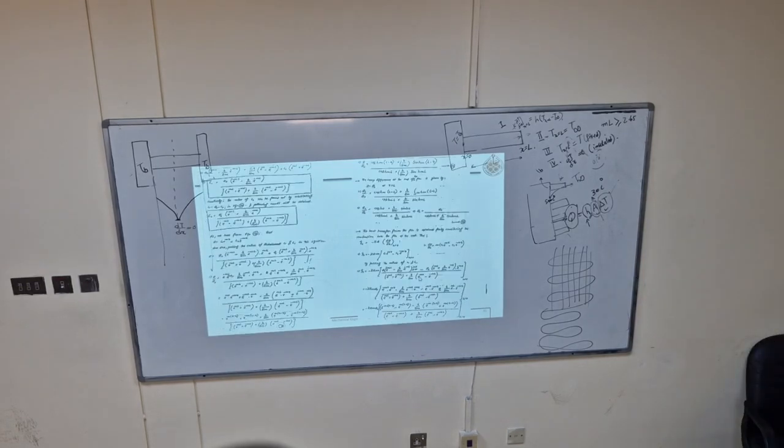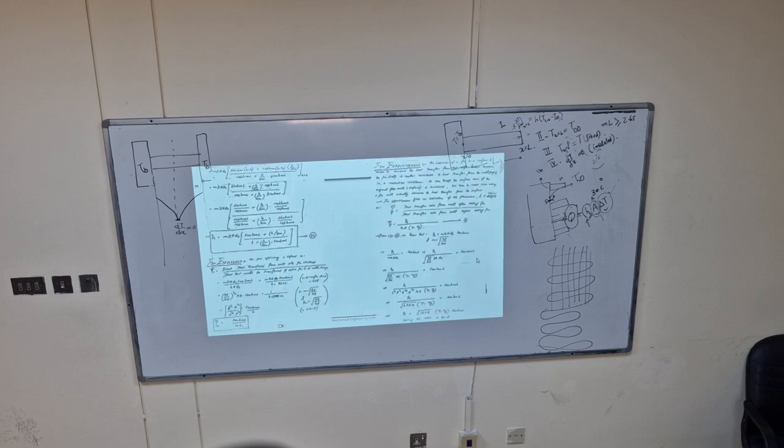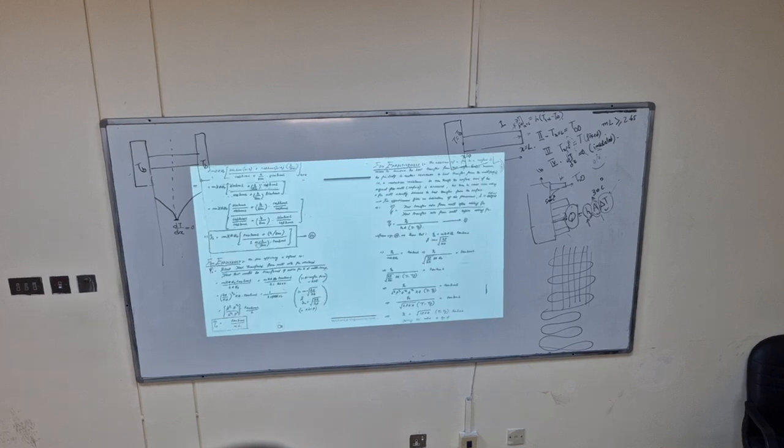This is very long. It ends up here. This is only by having C1 and C2 and putting them in the general solution and then simplifying it.